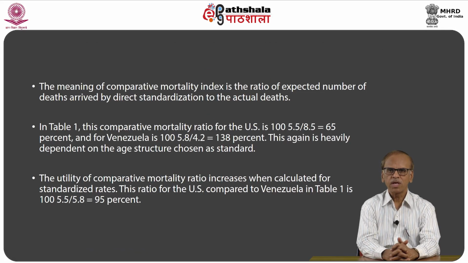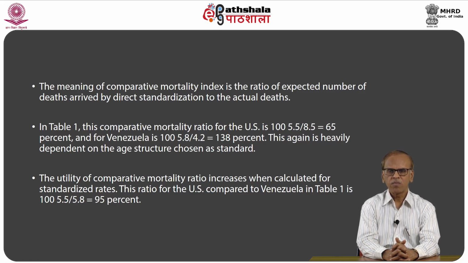The meaning of comparative mortality index is the ratio of expected number of deaths arrived by direct standardization to the actual deaths. In table 1, this comparative mortality ratio for the US is 100 multiplied by 5.5 divided by 8.5, that is 65%, and for Venezuela is 100 multiplied by 5.8 divided by 4.2, that is 138%. This again is heavily dependent on the age structure chosen as standard.